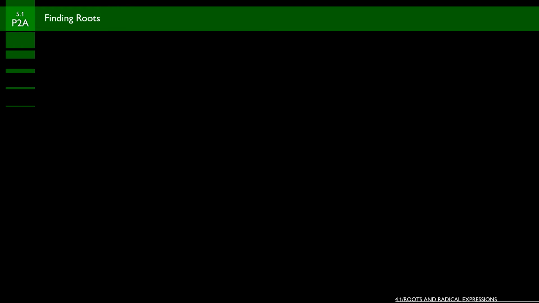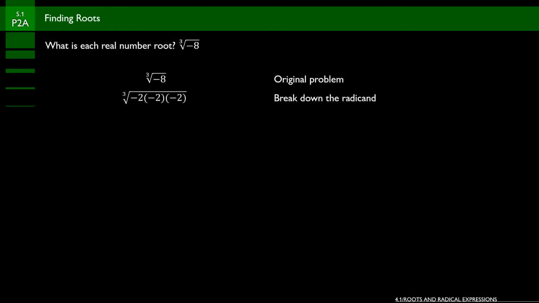For problem 2a, we're asked what is each real number root? The cubed root of negative 8. So the cubed root of negative 8, again, think about it this way. Since you've got a cube of a negative, you've got an odd index with a negative radicand, that automatically tells you the solution is going to be negative. So just write a negative down there. Then what number times itself 3 times equals 8? 2. So your answer is negative 2.